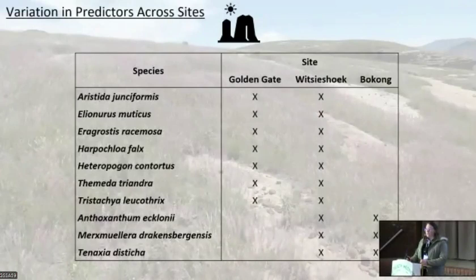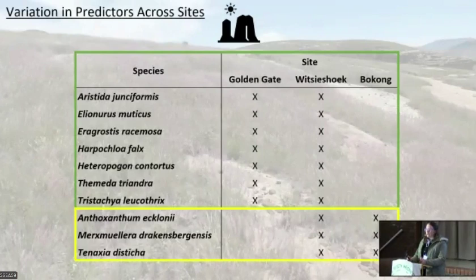Because I was looking at the 10 most common grass species, you can see that the first 7 occurred at Golden Gate and at Witsy's Hook, while the remainder of the 3 were at Witsy's Hook and Bokong. Because of this variation, it allowed me to see if there was any variation in the predictor influence across the 3 sites.